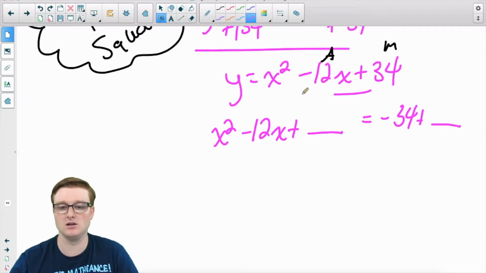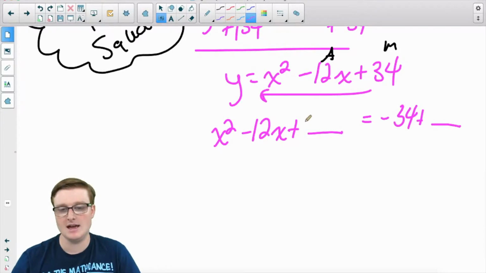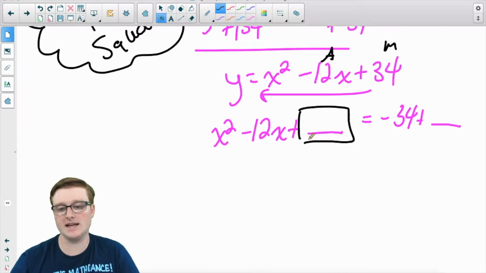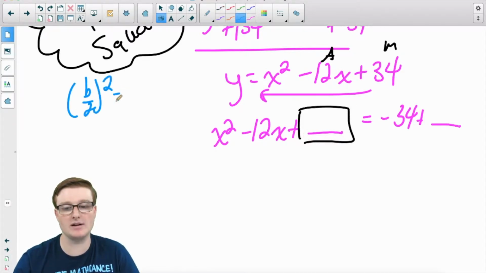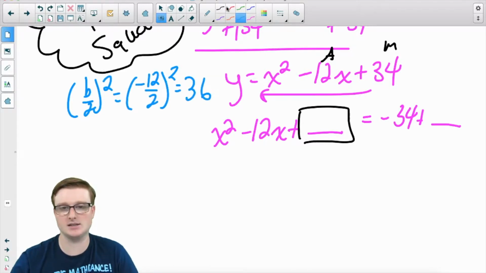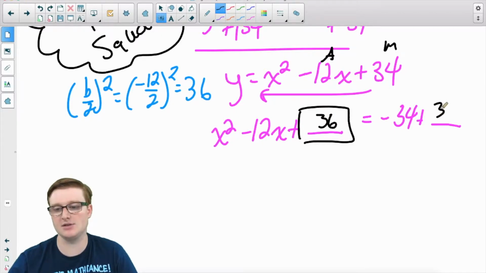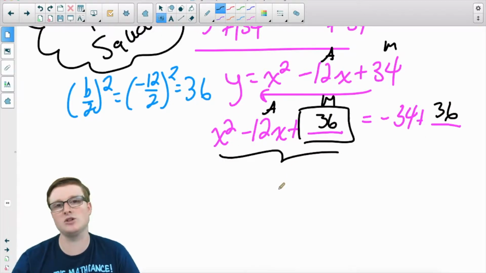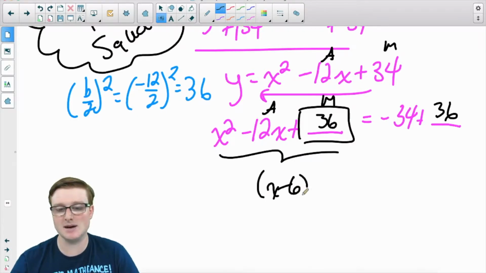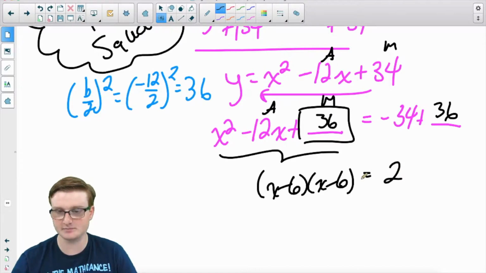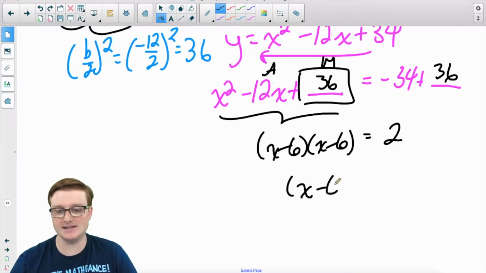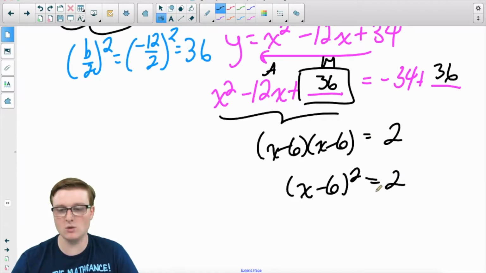Now we figure out what that number is. All we do is take half the middle term and square it. Take half of negative 12, square it, and we get 36. So this is going to be 36 and 36. Now we can factor this: what adds to negative 12 and multiplies to give you 36? That is x minus 6. So x minus 6 squared is equal to 2.